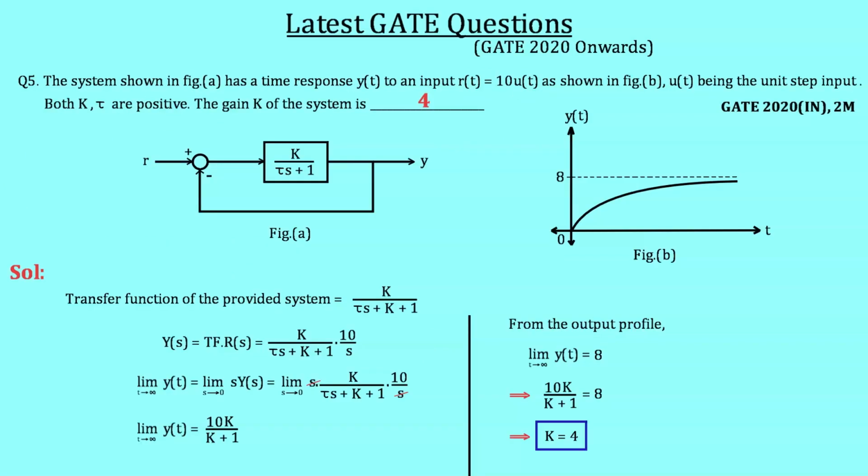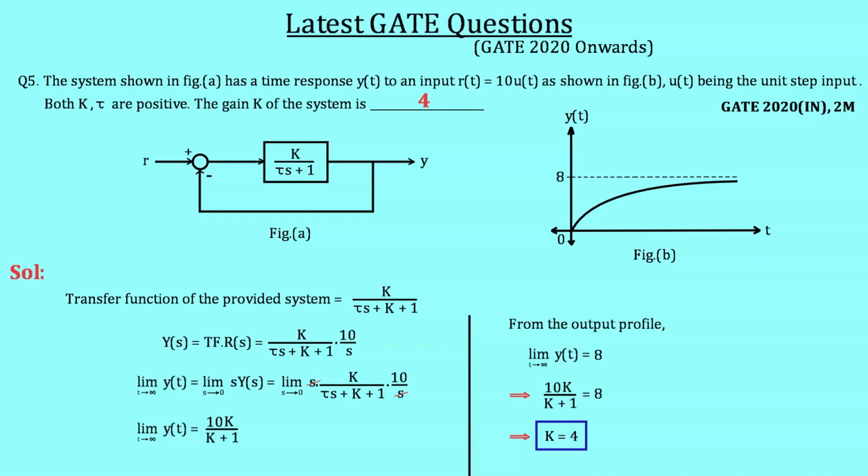We can easily find the transfer function of the provided system, which will come out to be equal to k divided by tau s plus k plus 1. We know the Laplace transform of the output function is equal to the transfer function multiplied by the Laplace transform of the input function. After that, we can find the steady state value of the output, which will come out to be equal to tan k divided by k plus 1.